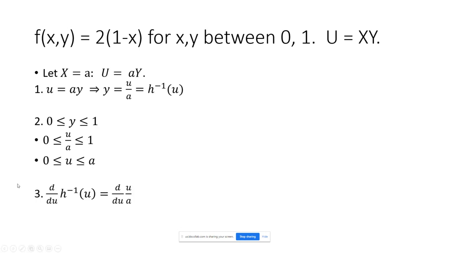Take the derivative. So we want the derivative of H inverse of u. So in other words, the derivative of u over a with respect to u, treating a as a constant. So what's that going to be? 1 over a. Excellent. And as a note, we had that x was between 0 and 1. So that means a is between 0 and 1. So we know that this is already positive. So when we go to take the absolute value, we're just going to get 1 over a.